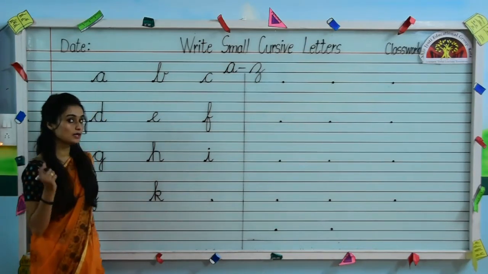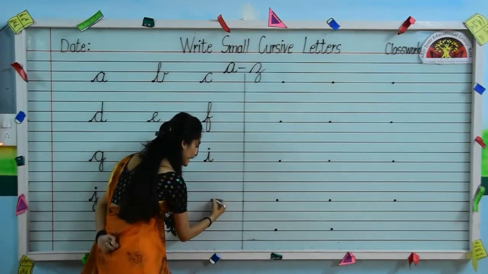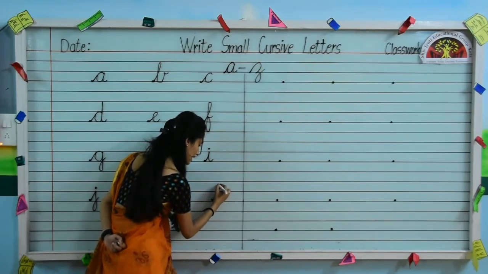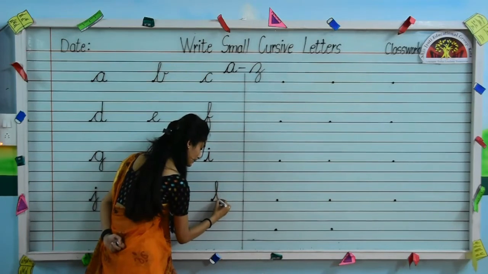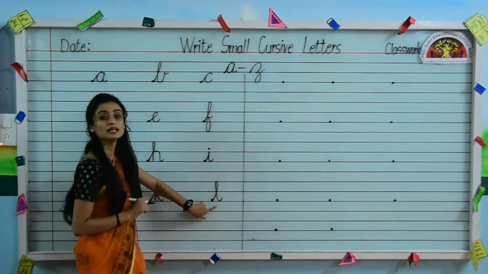Now tell me what comes after K? The next one is L. Now put your pencil on the dot and slanting line up. Touch the first line. Then make a loop. Come down and out like this. This way you have to write your letter L.